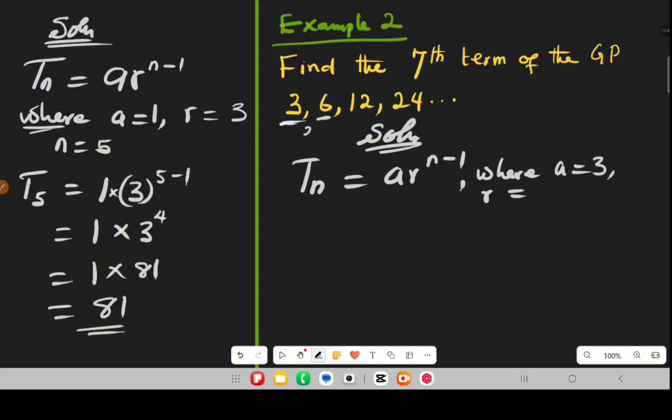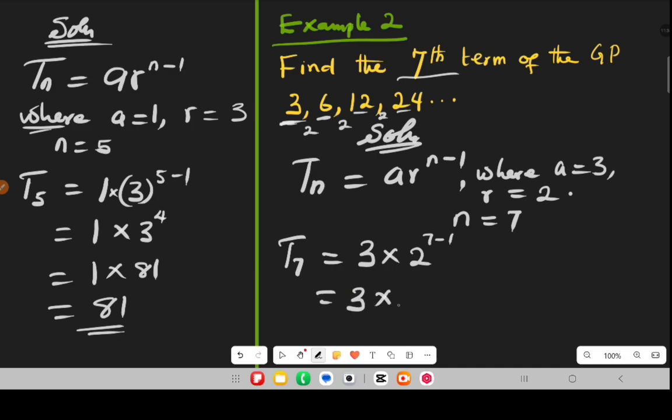6 divided by 3 gives us 2. 12 divided by 6 gives us 2. 24 divided by 12 gives us 2. So 2 is the common ratio, and n is the term number, which is 7. Now, if we put this into the formula, we have T7 equals a, which is 3, times 2 raised to the power of 7 minus 1. If we continue, 7 minus 1 gives us 6.